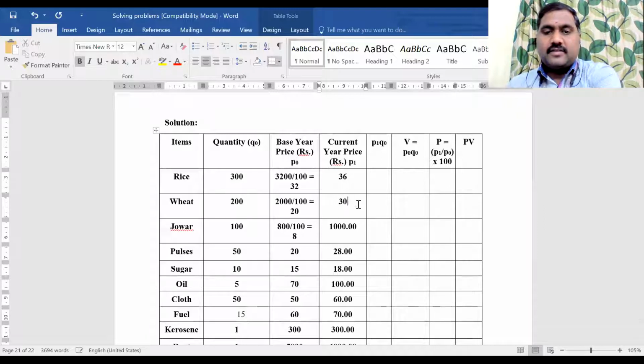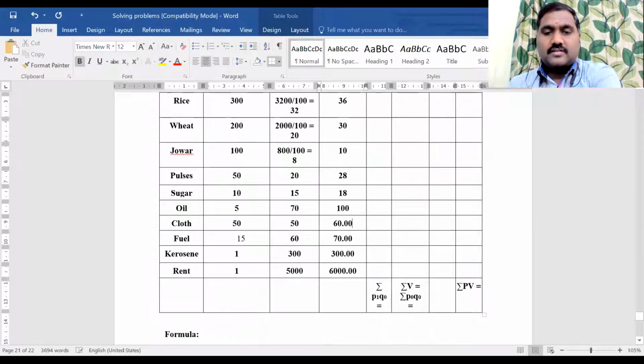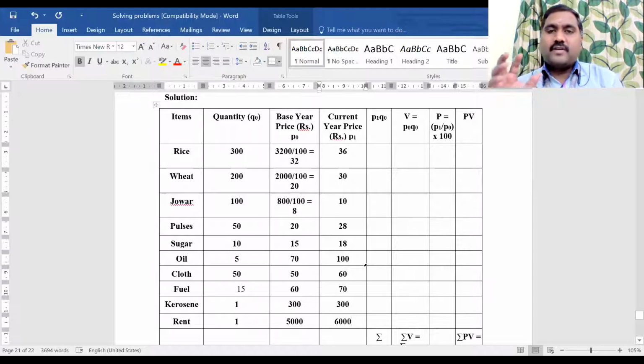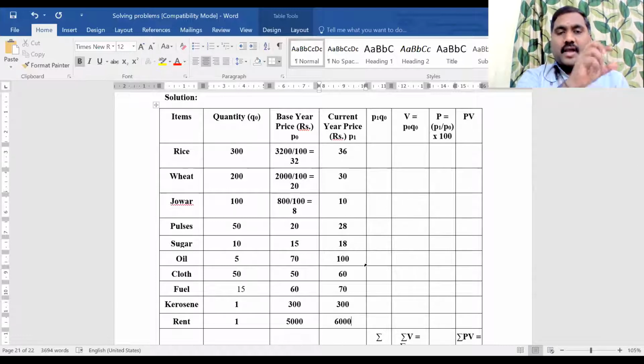And this is 30, and this will be 10, this will be 28, this will be 18, this will be 100, and this is 60, this is 70, this is 300, this is 6000. Okay, now we enter the value from the given data. We have simplified and converted all the values as per the items quantity, items unit.